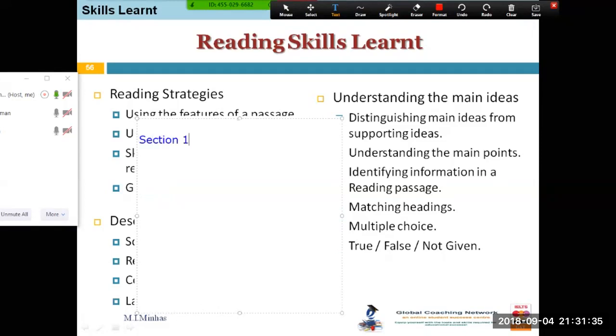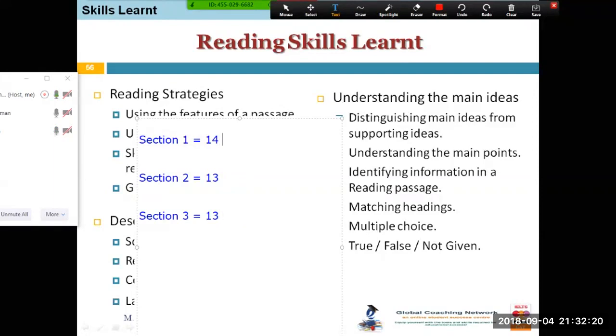let me first write section 1, section 2, or passage 1, passage 2, whatever you want to call it, section 3. So now section 1, section 2, and section 3. We know that there are almost 13 to 14 questions here, then 13 to 14 again here, and then 13 to 14 questions here. Let's say I'm assuming that the first one contained 14 questions and the other two contained 13 each.